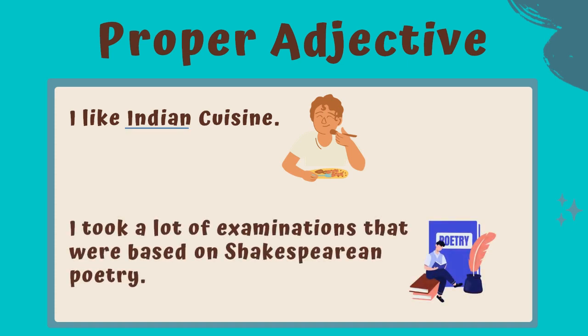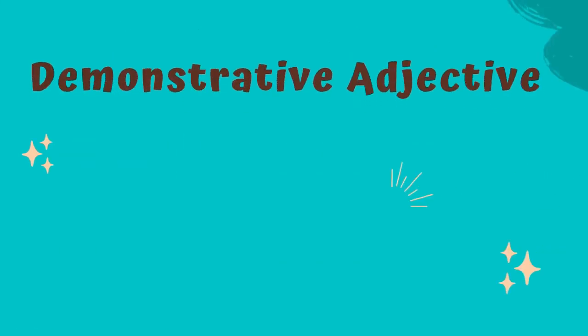Next, I took a lot of examinations that were based on Shakespearean poetry. So the tests were based on what again? The answer is Shakespearean poetry. Now let's move on to the fourth type. Our fourth type is the demonstrative adjectives.